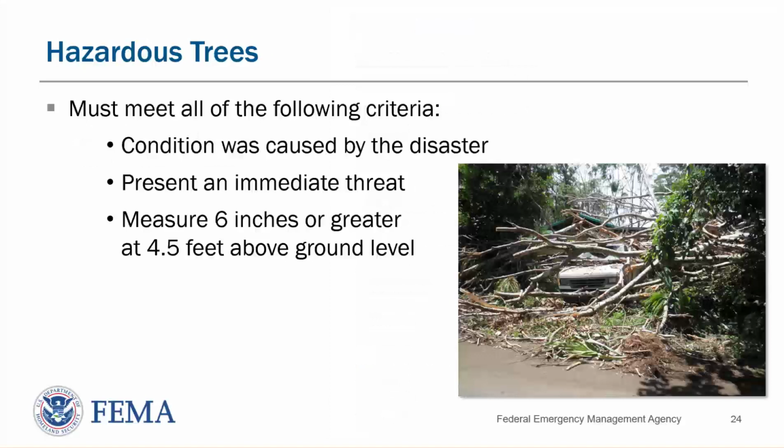So hazardous trees have to meet 3 main criteria. The hazardous condition of the hazardous tree was caused by the disaster. It poses an immediate threat to improved property or your community, and it measures 6 inches or greater at 4.5 feet above ground level. Now that's pretty easy for me. I'm about 5 feet, 5 feet 2 inches, but basically 4.5 feet would be at eye level for me. So it's pretty easy for me to cite off. If you're providing photographic evidence or supporting documentation, you want to make sure you specify that 4.5 foot level, and it'll make your life a lot easier.